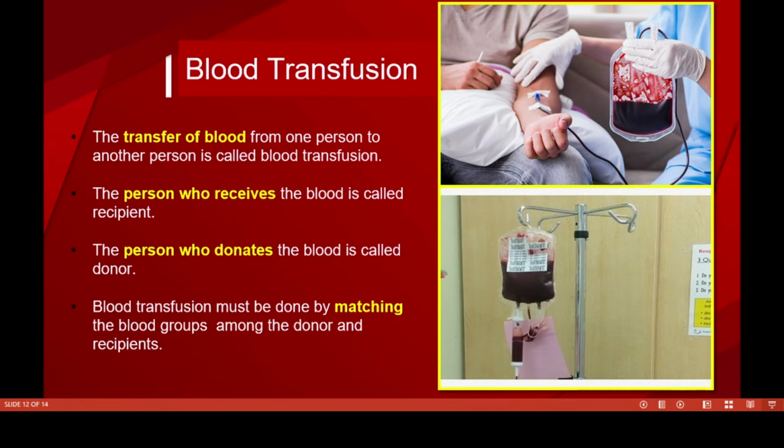Before transferring the blood, we should match the blood group of the receiver and donor.